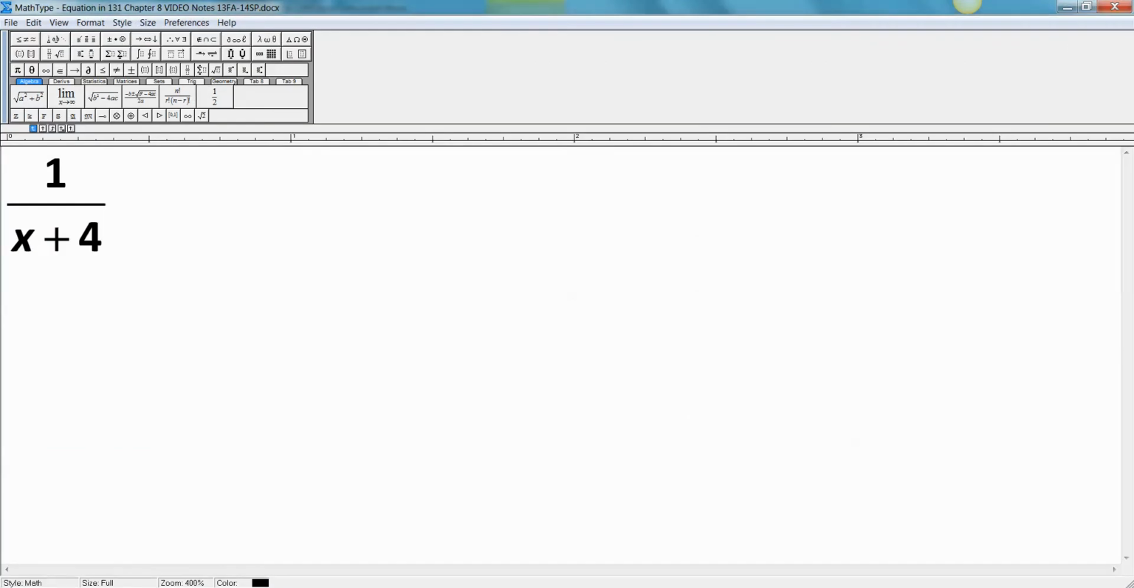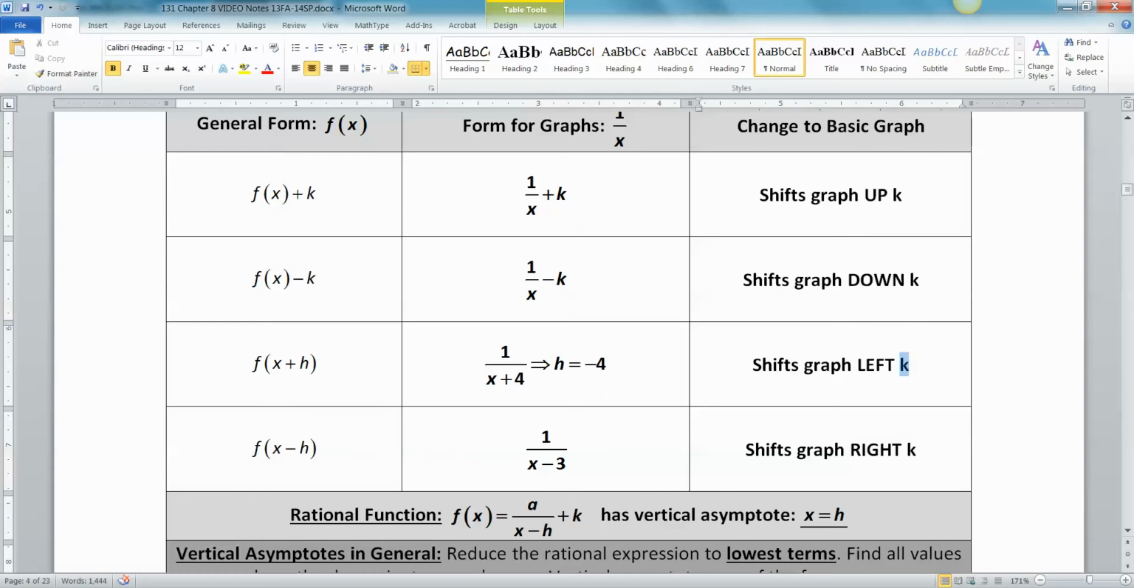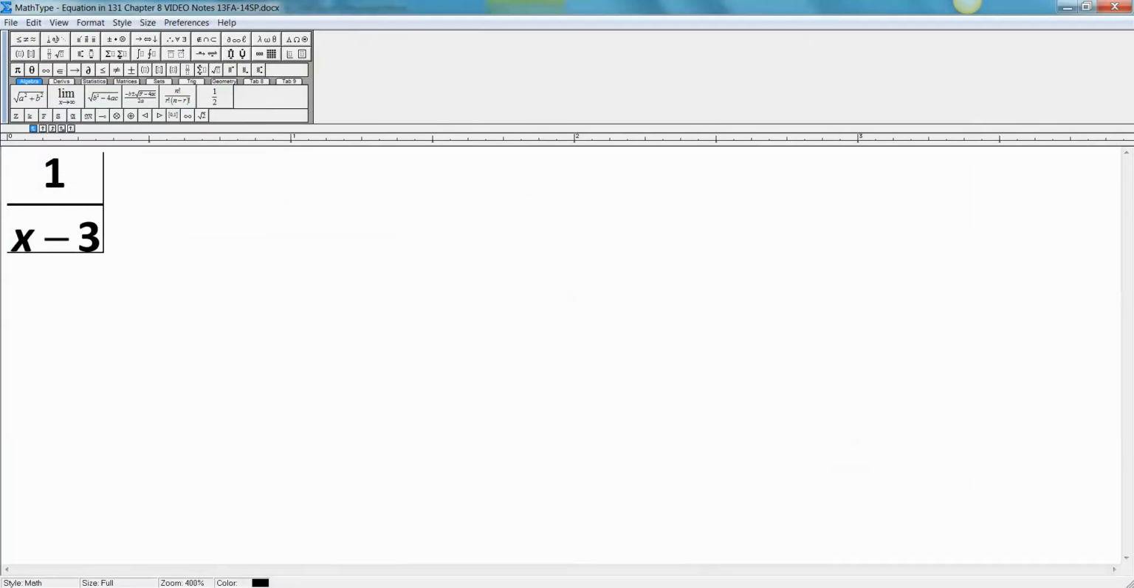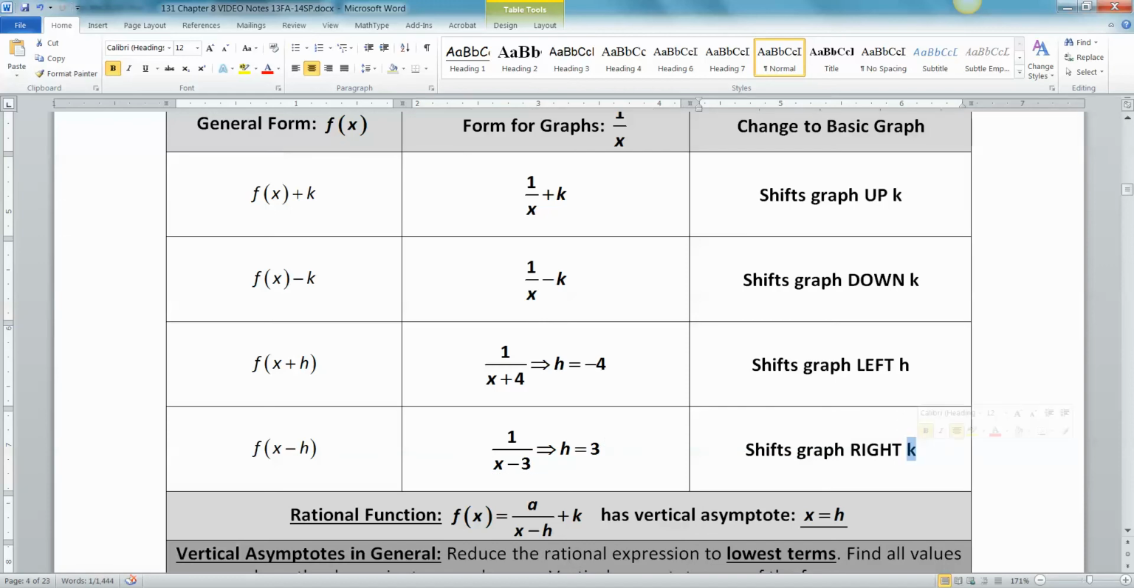Now, these ones are the hard ones. So if it's 1 over x plus 4, that would mean that h is negative 4 because it always looks backwards in the function. And that means your graph shifts left, whatever h was, which in our case was 4. And if you have 1 over x minus 3, that means that h was actually positive 3, which means your graph shifts right by whatever value h is, which in our case would be 3. So here, I'll just put these in just for the fun of it. Again, it was a generic example. Example negative 4. There we go. And example would be 3.